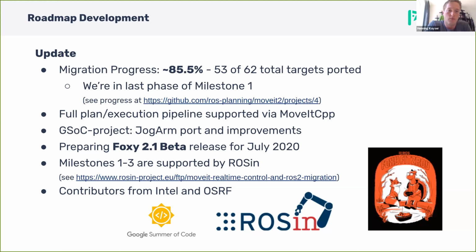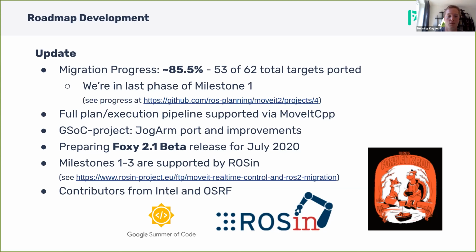Then there is a Google Summer of Code project going on. Adam Pettinger is mentored by us to port JogArm to MoveIt 2, which is also not an unimportant part, because lately we have put a lot of effort into refactoring JogArm and making it a lot better. And I think it will play a major role in the next milestones, probably for closed loop control features. But this is still under discussion, so it's just a little sneak preview.